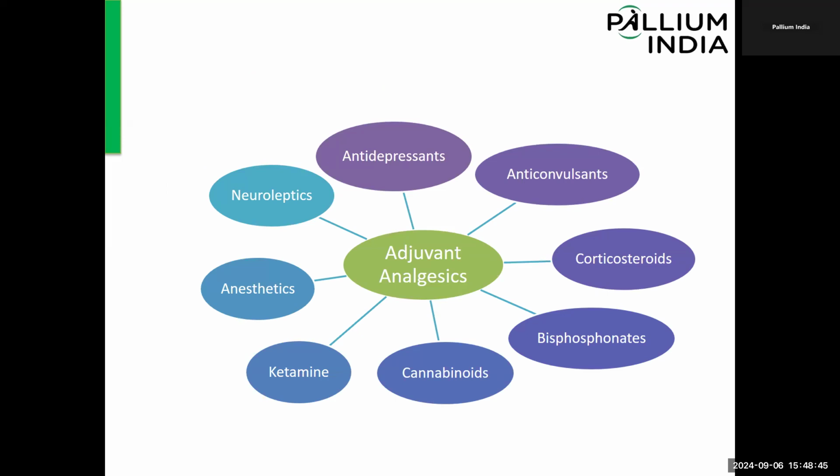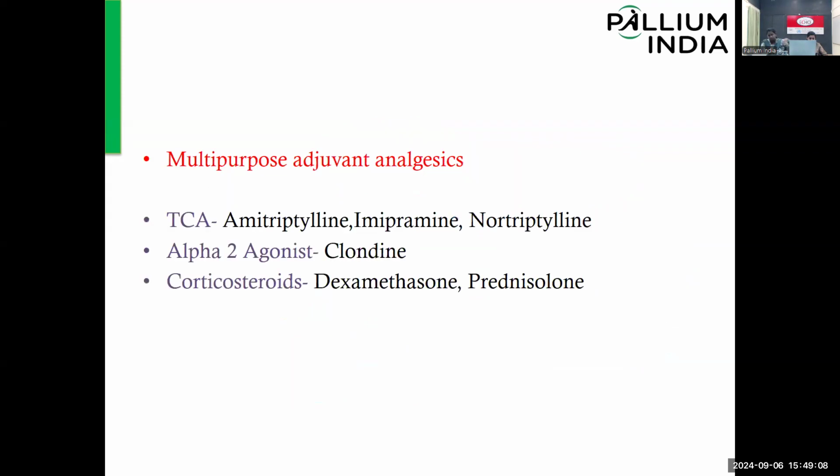These are the different types of medicines we are using as adjuvant analgesics. First one is antidepressants. Next one is anticonvulsants, corticosteroids, bisphosphonates, cannabinoids, ketamine, anesthetics, and neuroleptics. These are the commonly used medicines as adjuvant analgesics. First one is multi-purpose adjuvant analgesics.